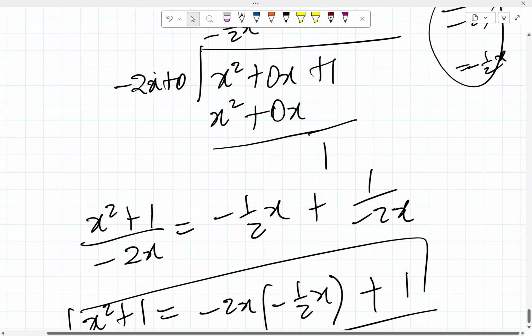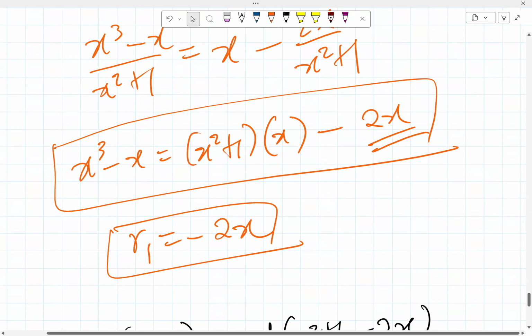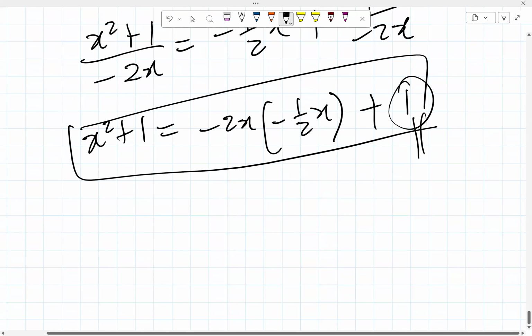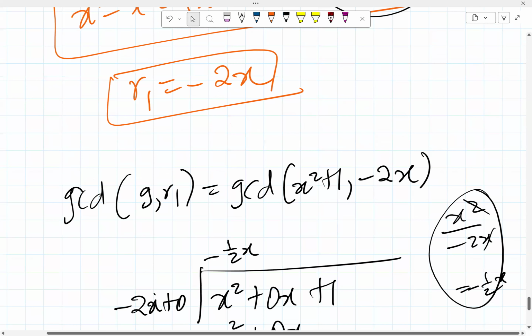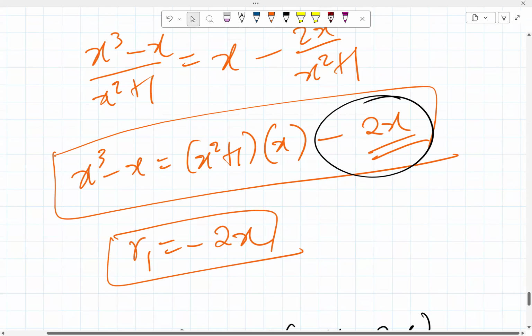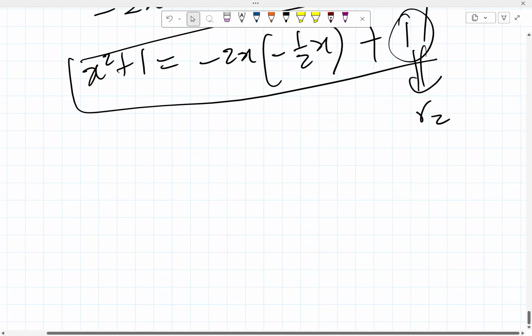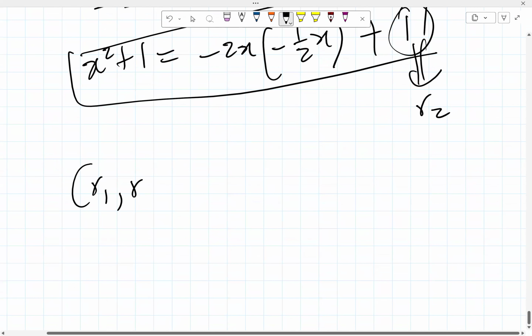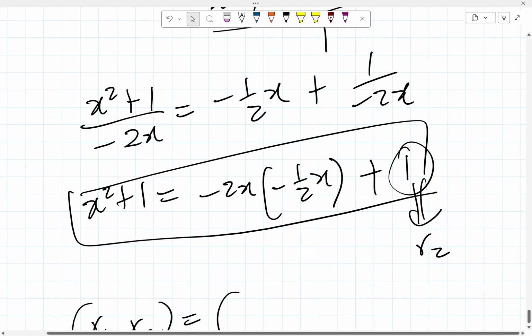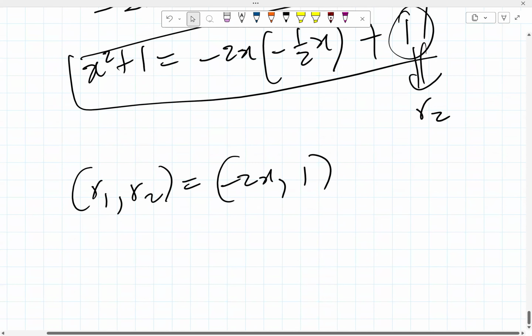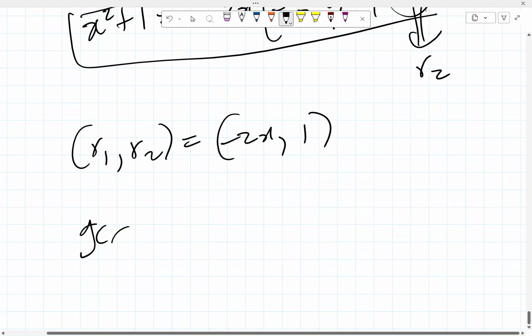So you see here, the remainder we had here was minus 2x. So now we have R2. So this is now R2. The first remainder was minus 2x, which is R1. So now we need to compare R1 and R2. R1 is minus 2x and R2 is 1. So the GCD of R1, R2, we don't need to do long division now.